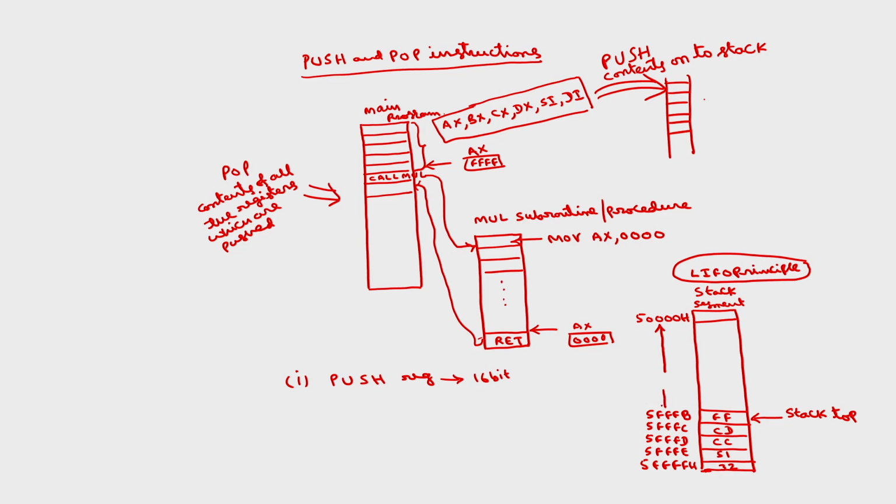What is the offset from the starting of the segment to the stack top? What is the difference between these two addresses? The offset is equal to FFFB. So, the stack pointer contains FFFB. Now, this is the next available location. Whenever you want to push data, this is the location where you have to store that data. This is the next available location.